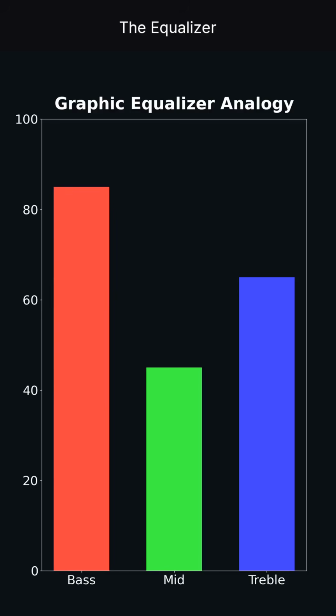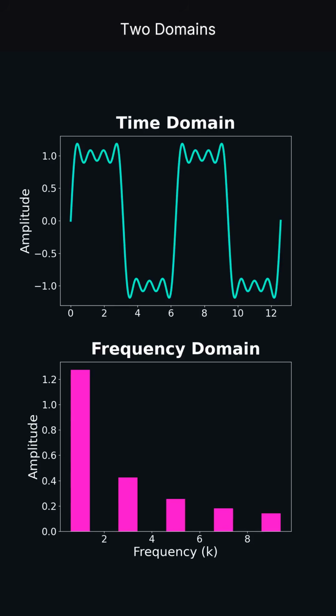Think of the frequency spectrum like a graphic equalizer on a stereo. An equalizer doesn't show you the audio wave itself. Instead, it shows you how much bass, mid, and treble is present. This is the core idea of the frequency domain. Instead of plotting a signal's amplitude against time, we plot the amplitude of each harmonic against its frequency.